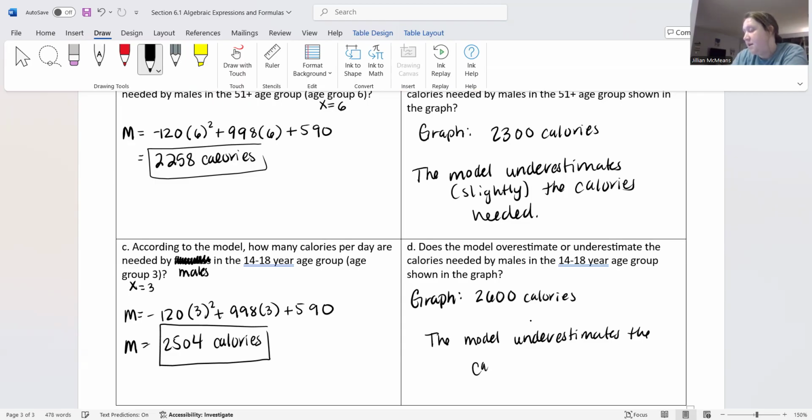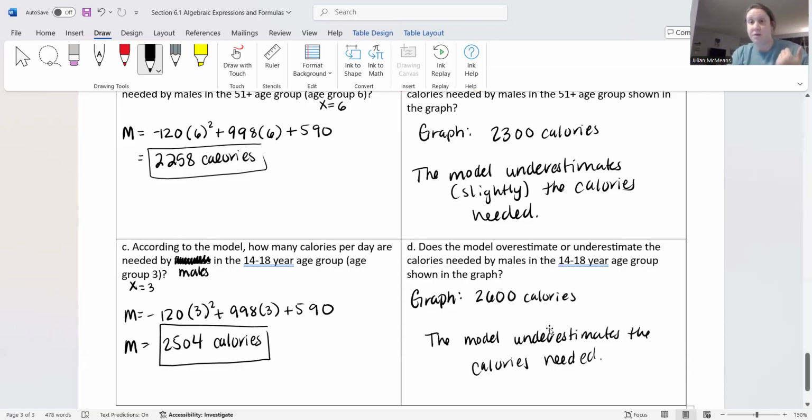the calories needed. So we could say, generally speaking, for at least the two examples we looked at, the model's pretty good. It gets close. It does tend to underestimate compared to the graph, but we haven't checked all the age groups to compare. But we could say with these two examples, the model tends to underestimate things.